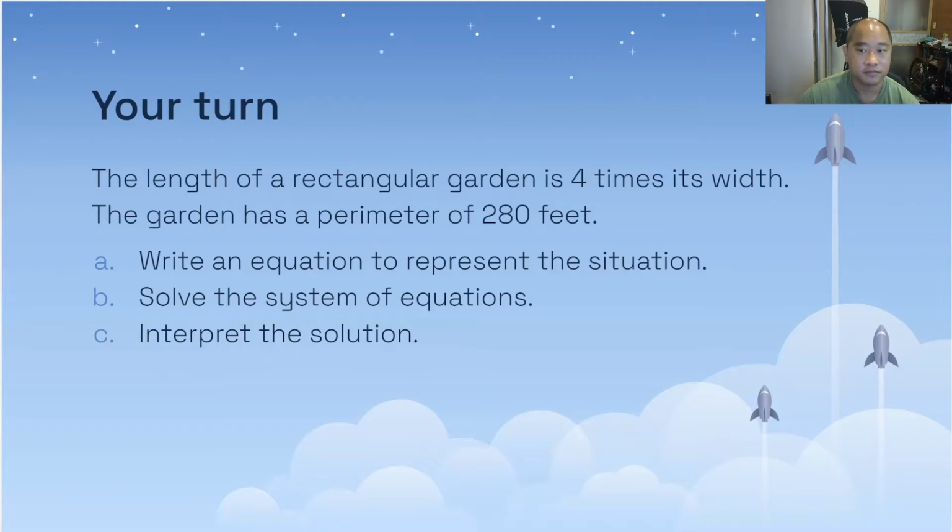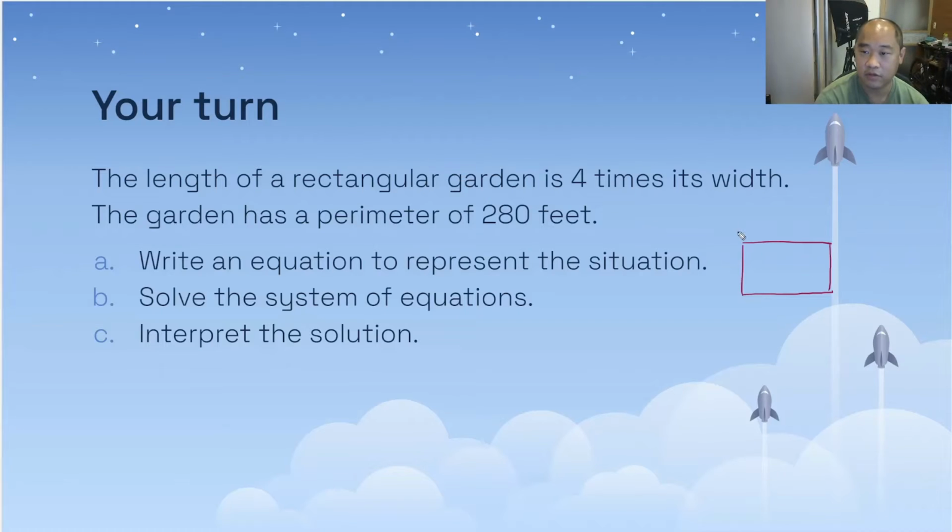Your turn. The length of a rectangular garden. A rectangular garden, just for those of you who have forgotten, a garden is just like a place where you can grow vegetables, and rectangular is this shape, right? So the length of a rectangular garden is 4 times its width. The garden has a perimeter of 280 feet. Write an equation, solve the equation, interpret the solution. Okay, welcome back.